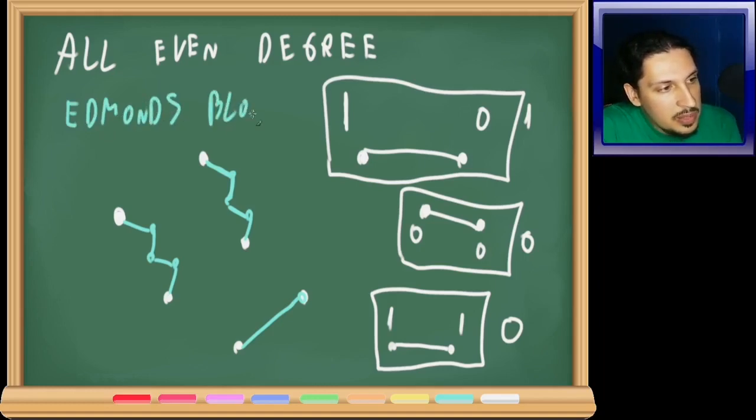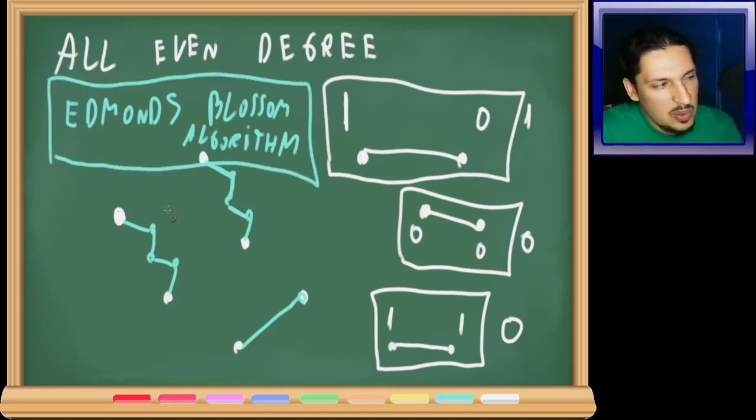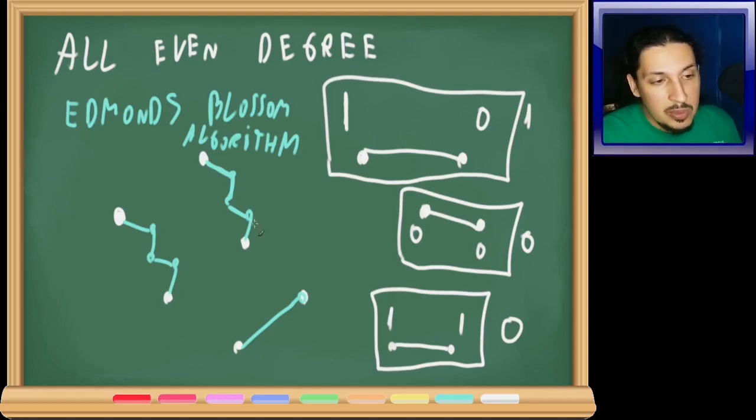That can be done with the Edmonds Blossom algorithm, which is quite tricky to implement, but there is a nice post in CodeForces with a not so bad implementation. It is still quite tricky, but okay, it's not that bad. Before seeing that post, I thought it was super impossible. Well, it's not that terrible. But yeah, this is an algorithm that you would like to copy and paste and have pre-coded. You don't really want to code it in the moment.